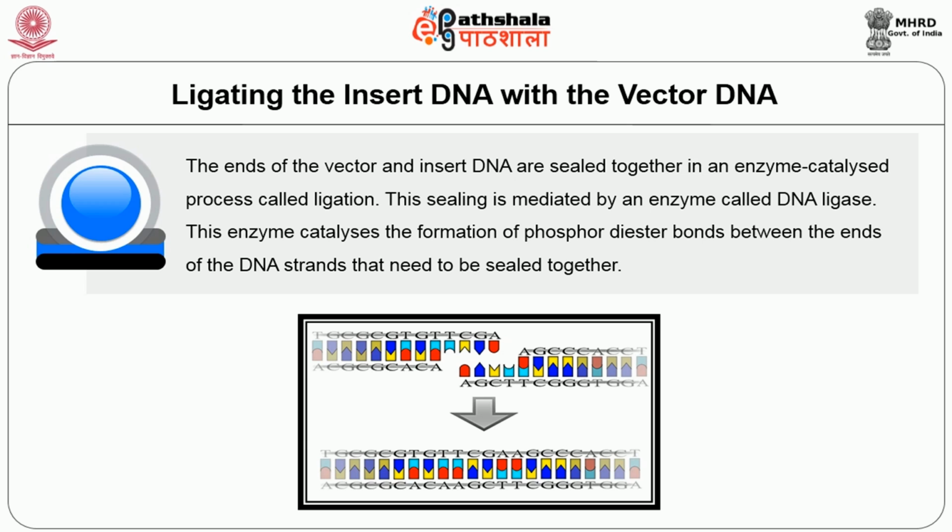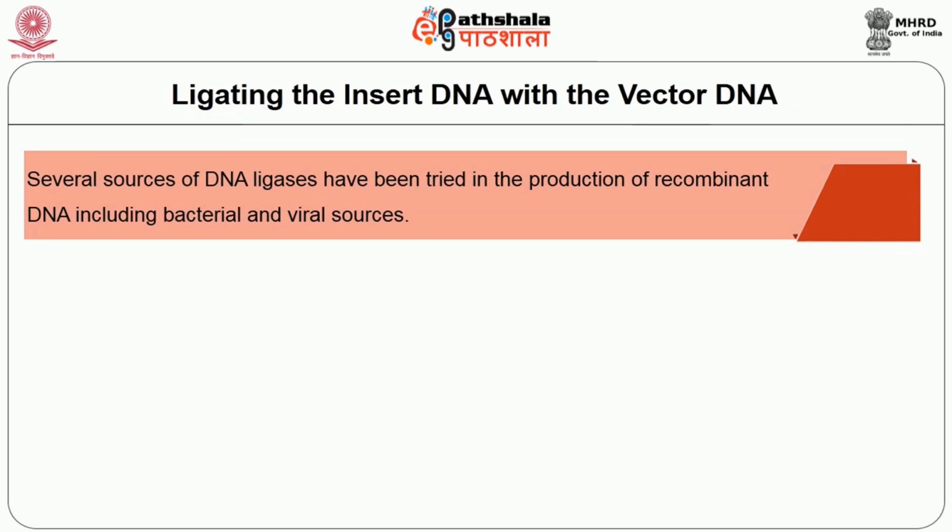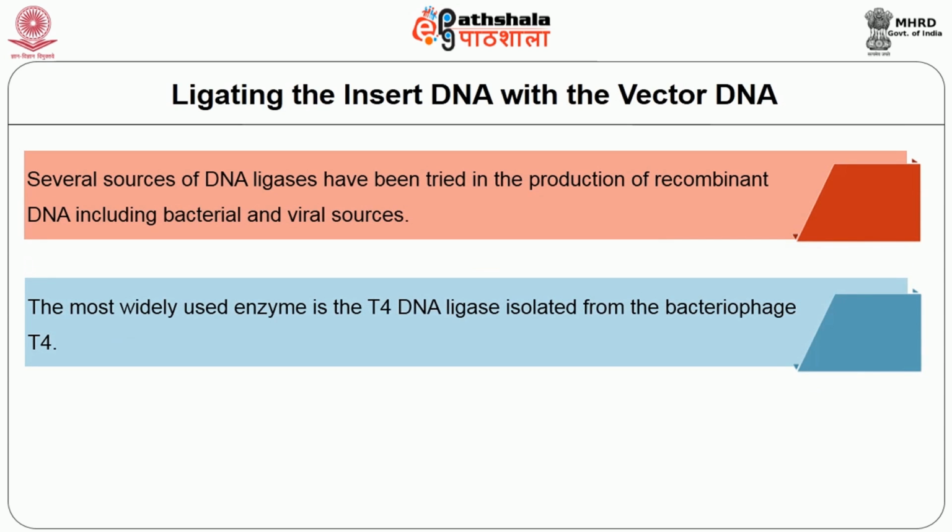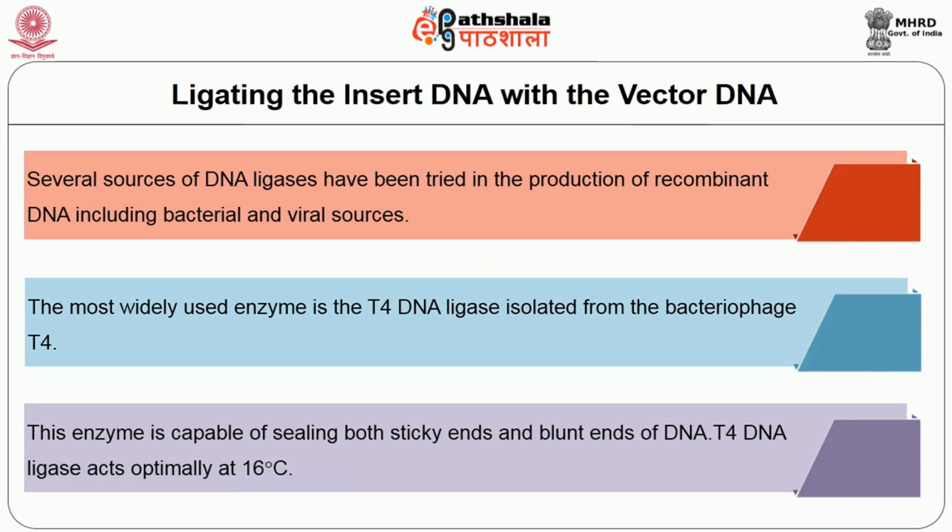DNA ligase catalyzes the formation of phosphodiester bonds between the ends of DNA strands that need to be sealed together. Several sources of DNA ligases have been tried in the production of recombinant DNA, including bacterial and viral sources. The most widely used enzyme is the T4 DNA ligase isolated from the bacteriophage T4. This enzyme is capable of sealing both sticky ends and blunt ends of DNA. T4 DNA ligase acts optimally at 16 degrees centigrade.